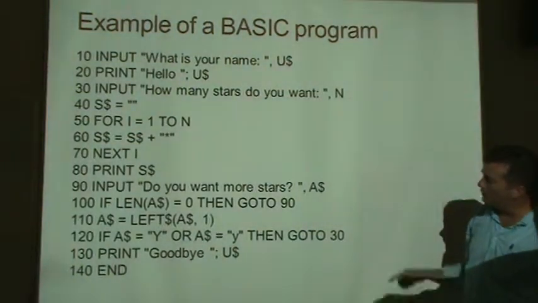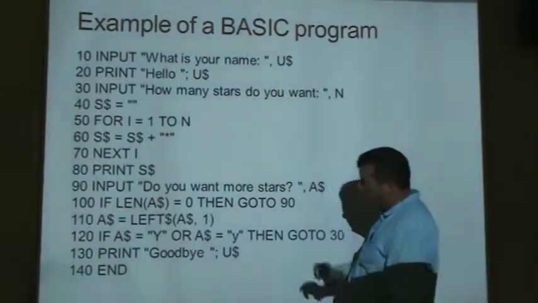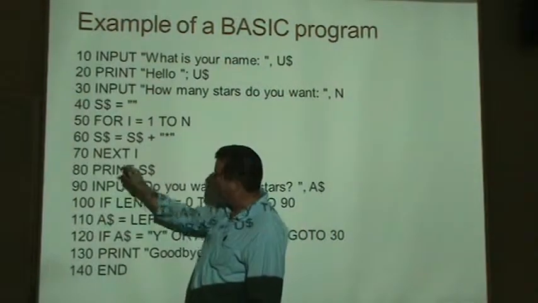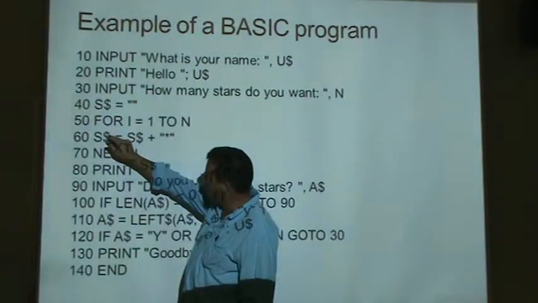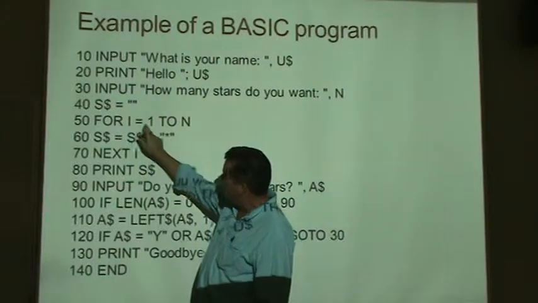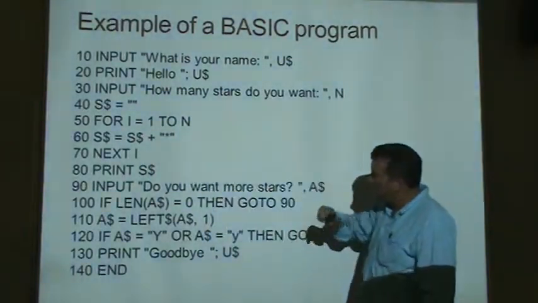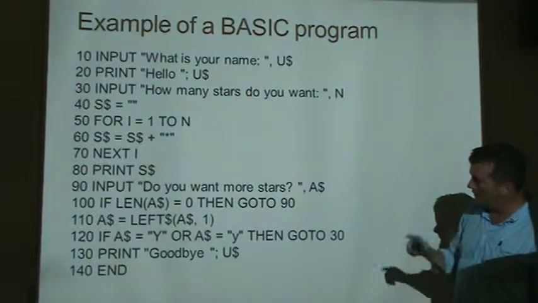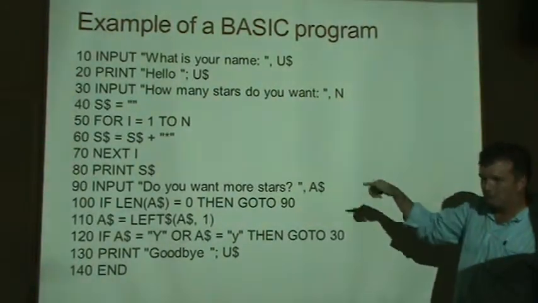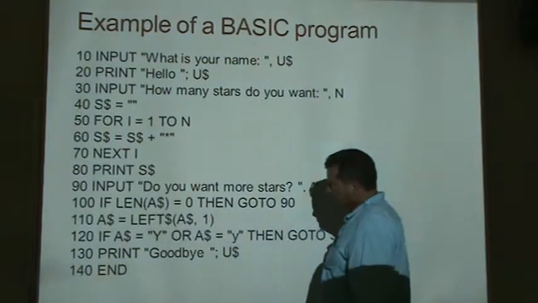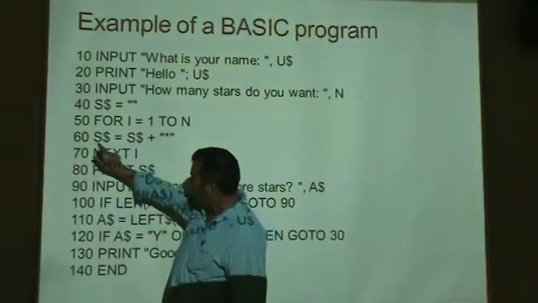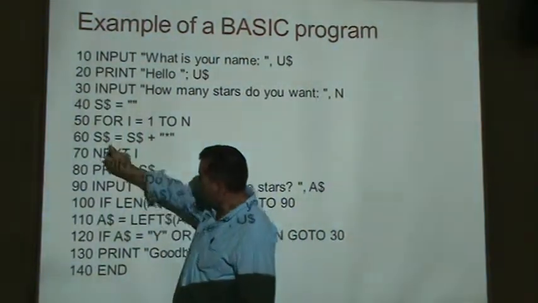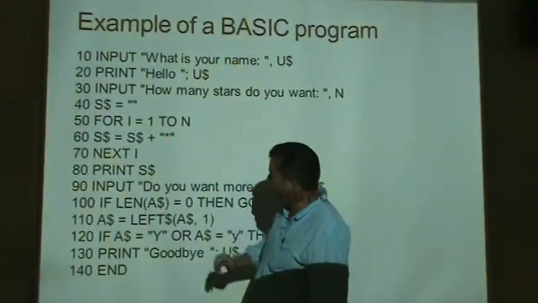And now we're going to do a for loop. Don't worry if this doesn't make sense right now, this will make sense as the course goes on. We're going to say for the variable I equals 1 to n. So we're going to keep repeating something over and over while counting I, going from 1, then to 2, then to 3, all the way up to n. We're going to string together all the stars. We're going to say the string equals the string plus an additional star.